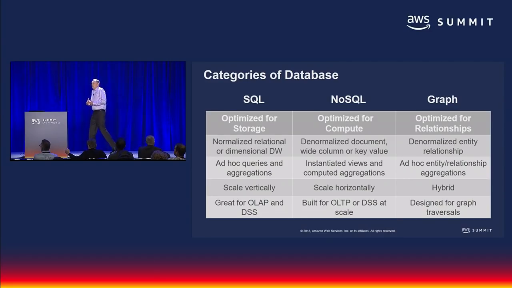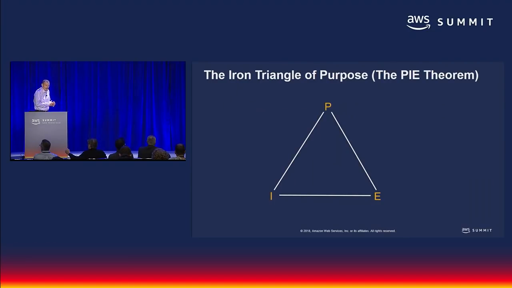So we talked a lot about the characteristics of the workload, and we talked about the iron triangle of data. Well, there's an iron triangle of purpose that we've got to go through here. And it's the pie theorem. So at AWS, you can have your pie and you can eat it too. But basically, there are three dimensions of the workload.